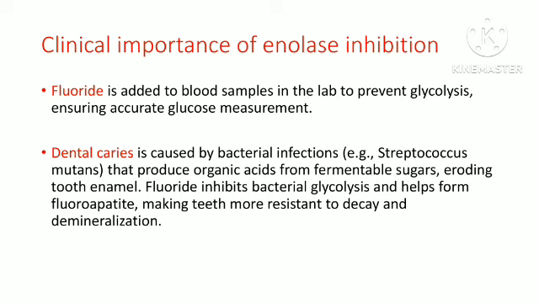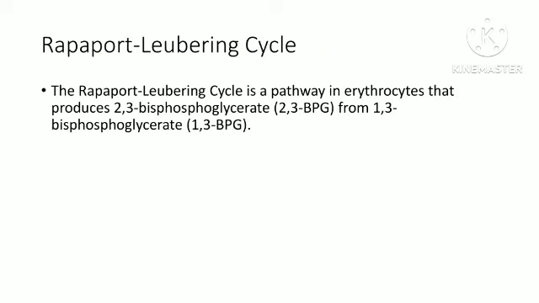Dental caries is caused by bacterial infections, for example Streptococcus mutans, that produce organic acids from fermentable sugars, eroding tooth enamel. Fluoride inhibits bacterial glycolysis and helps form fluorapatite, making teeth more resistant to decay and demineralization.